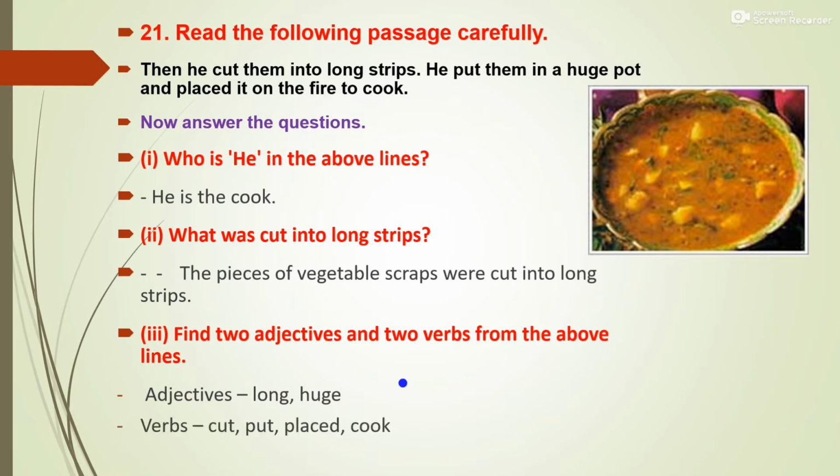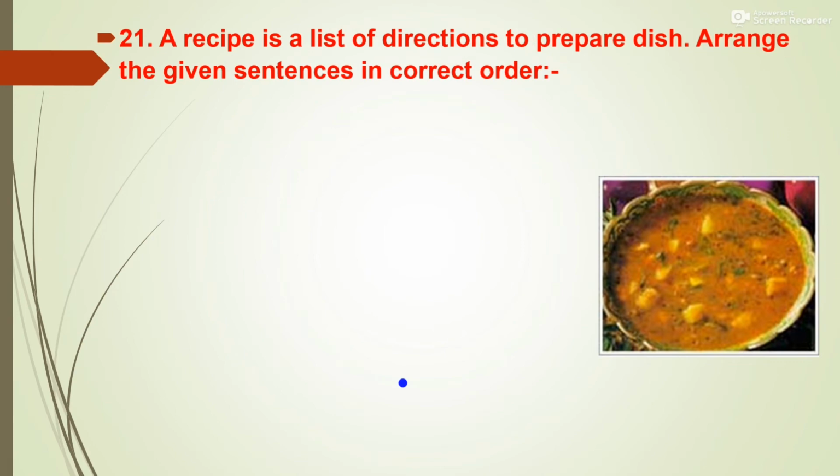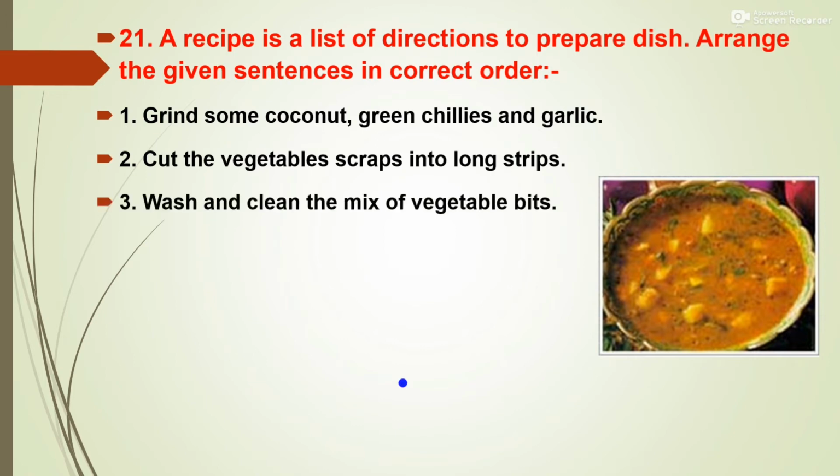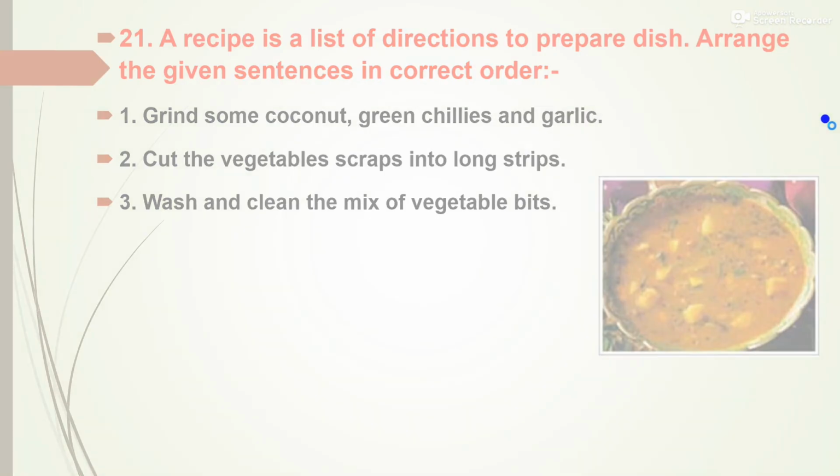Adjective: long and huge. Verbs: cut, put, placed, and cook. A recipe is a list of directions to prepare a dish. Arrange the given sentences in correct order to make a recipe. Grind some coconut, green chilies, and garlic. Cut the vegetable scraps into long strips. Wash and clean the mixed vegetable bits. So these are jumbled. These are not arranged. We have to arrange them. So we will arrange. One minute.